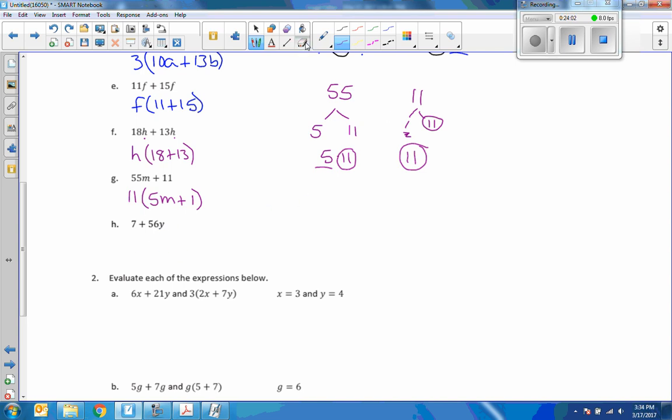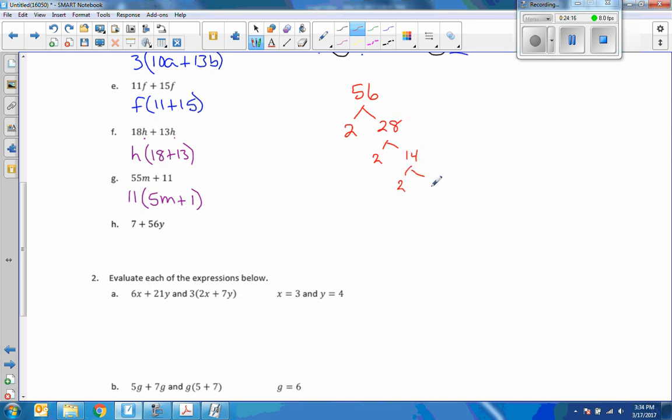Okay, 7 and 56. 7's prime, so let me do a factor tree for 56. It's 2 times 28, which is 2 times 14, which is 2 times 7. So it's 2 times 2 times 2 times 7. And the other factor, the number was 7, so I'll just put that over there. And obviously that is our common factor. So I'm going to put a 7 here. 7 times 1, remember it's 1 times 7 is 1 times 7. If you did a factor tree like that, then we have a leftover 1. Plus 2 times 2 times 2 is 8.